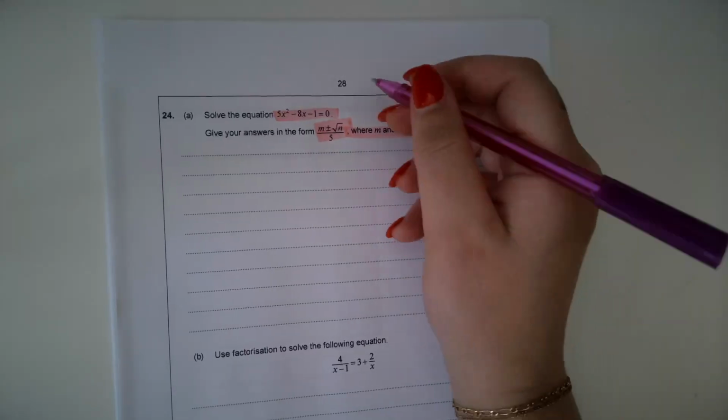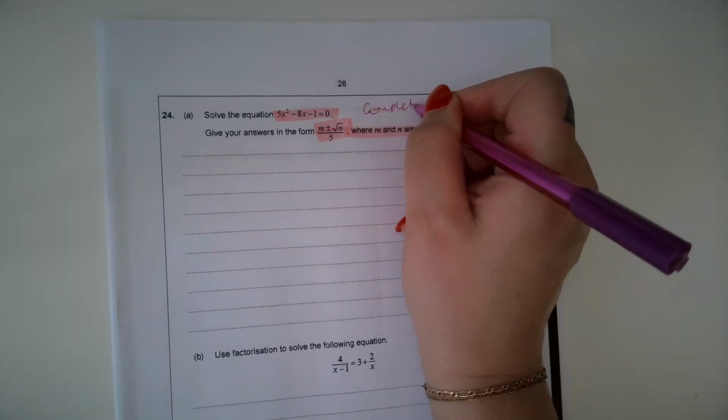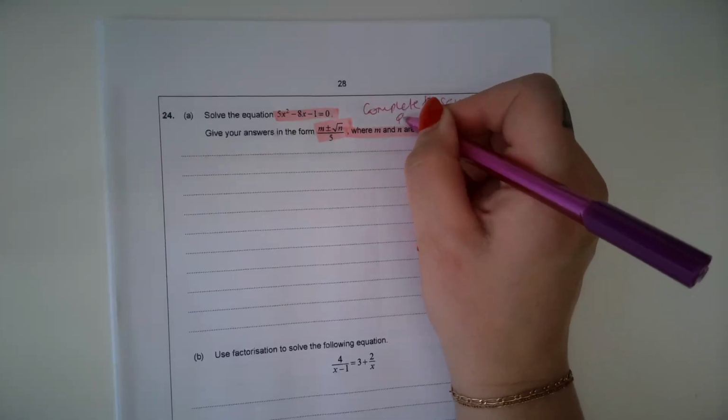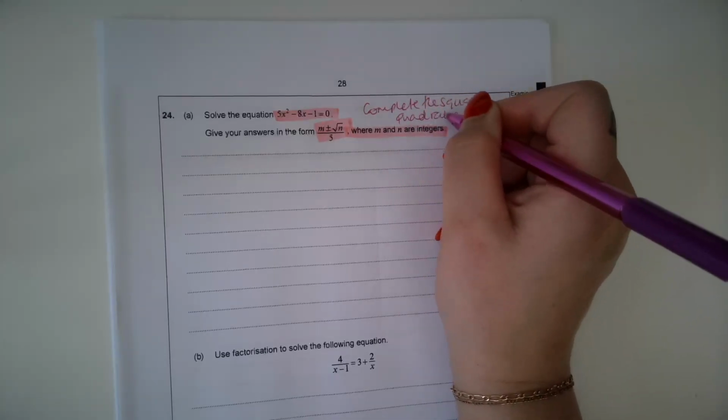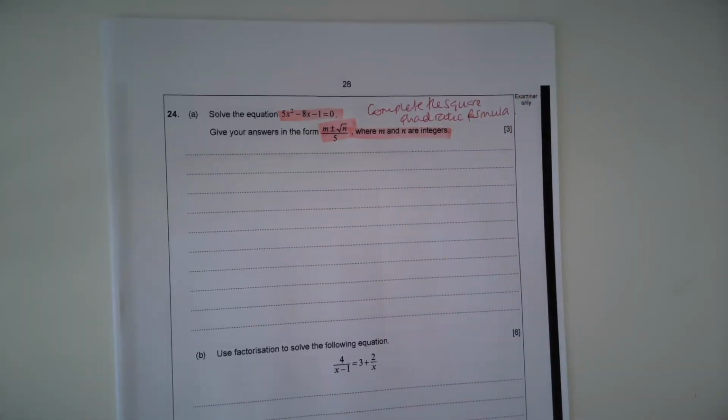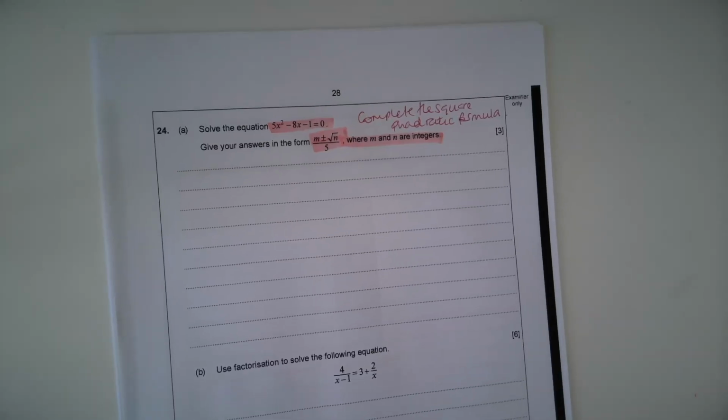So this tells me I either need to complete the square or use the quadratic formula, because both of those will give me exact forms for this answer. I'm going to go with the quadratic formula. It's on the formula sheet at the front of the exam paper as well, guys, but you could go with whichever method you are most comfortable with.